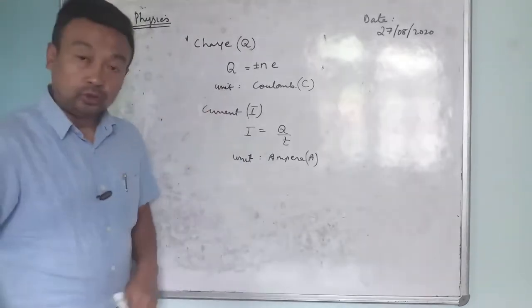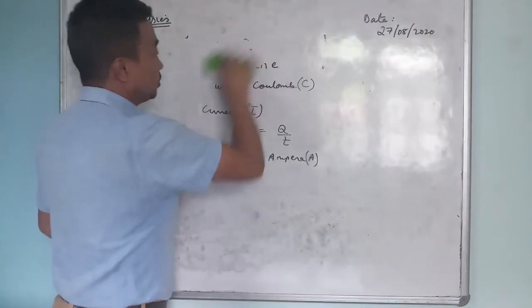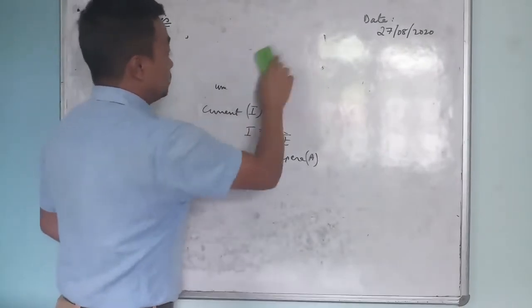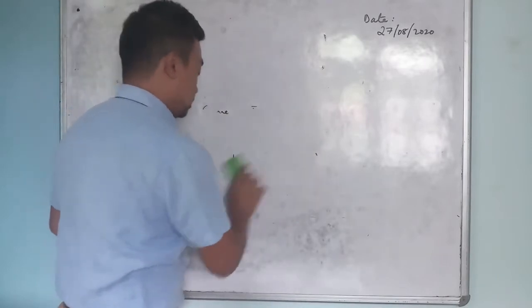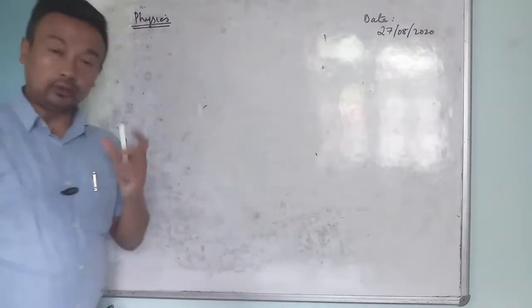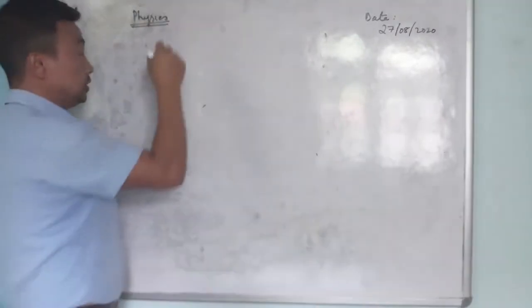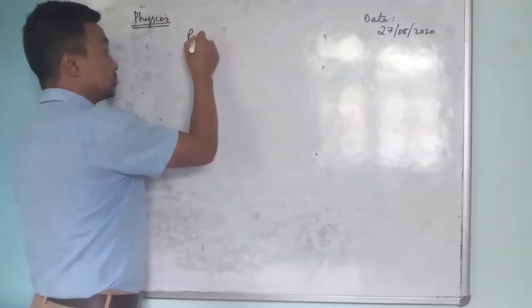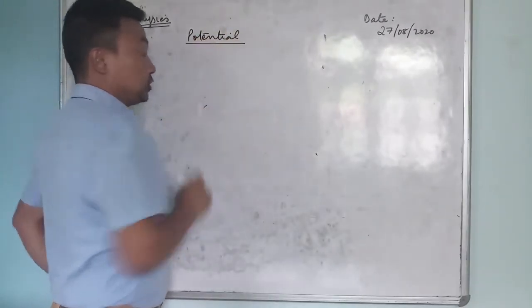Now, continuing this chapter, we will discuss two more important topics today. That is the potential difference, which can be taken as one topic or one physical quantity, and the second one is the resistance. Let us take potential first.